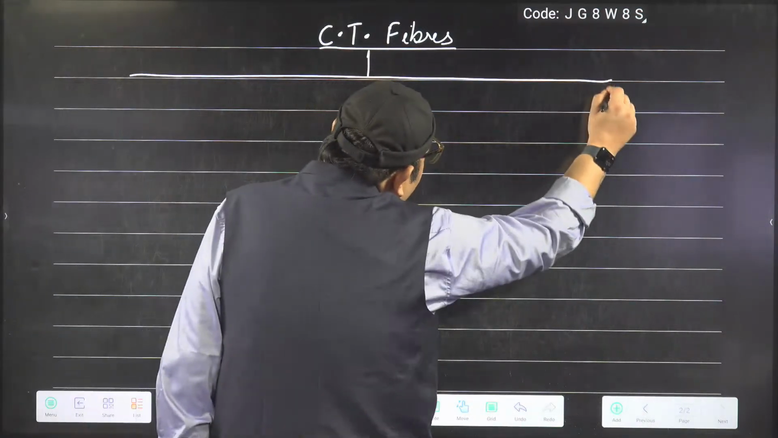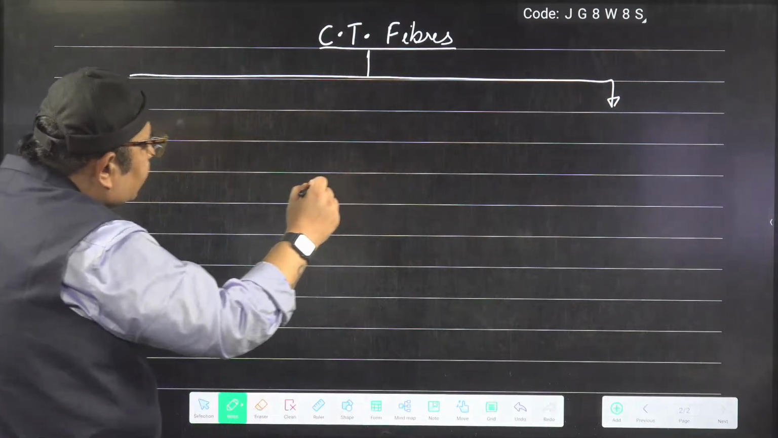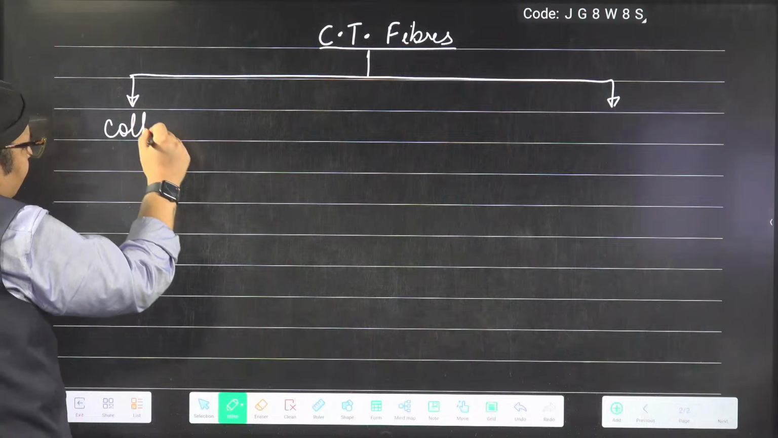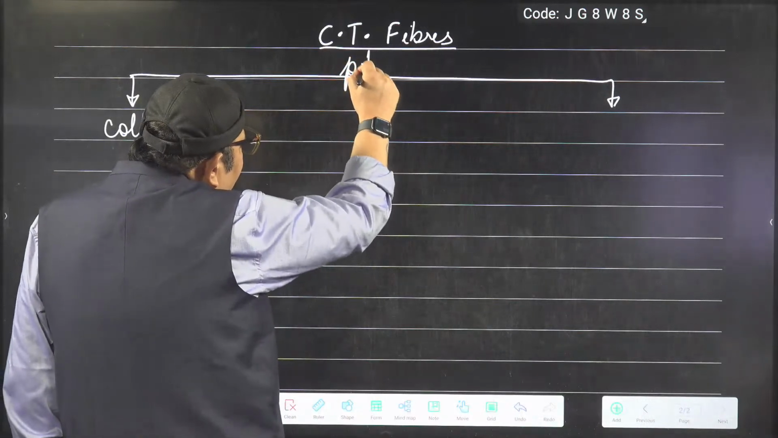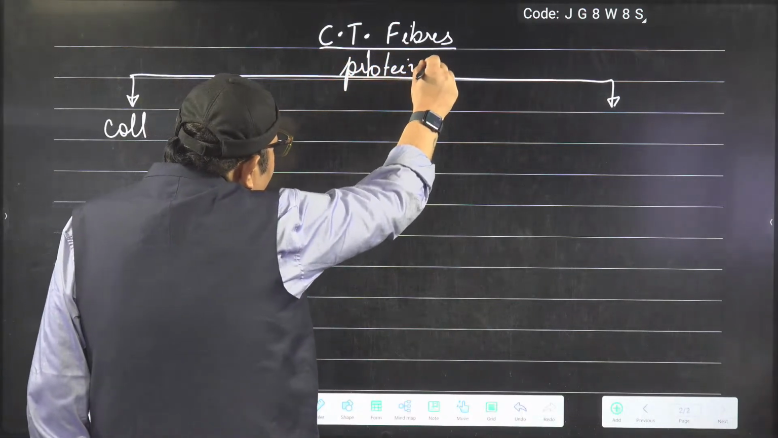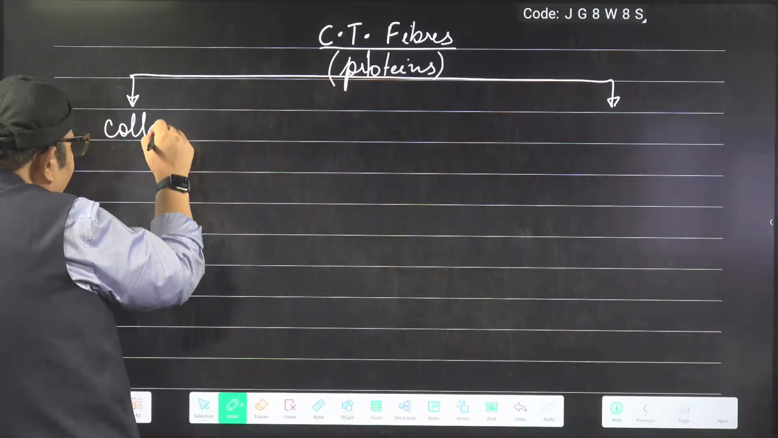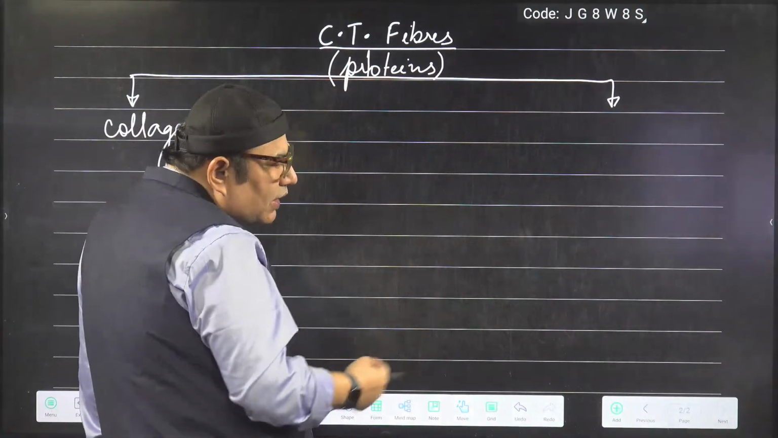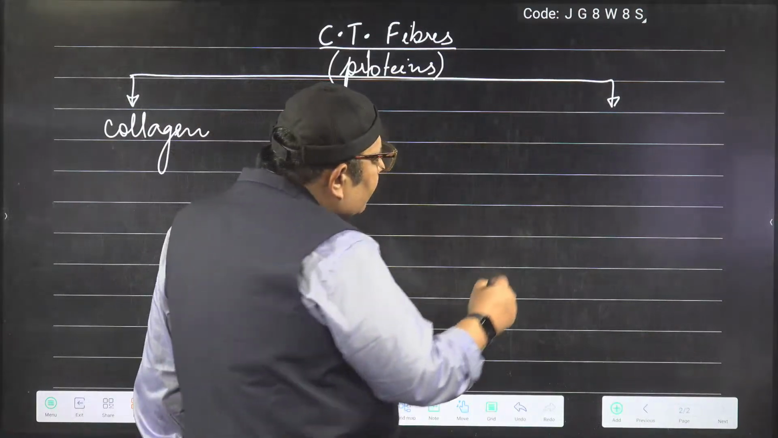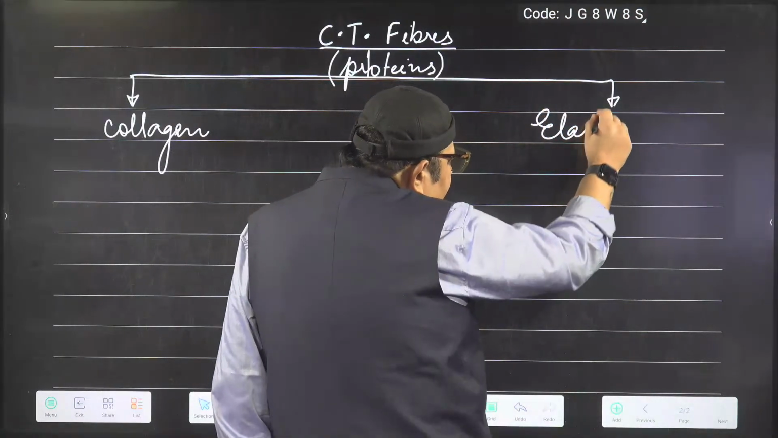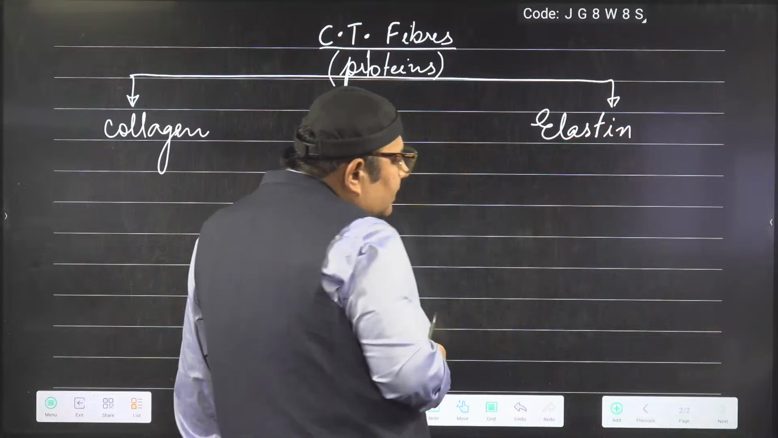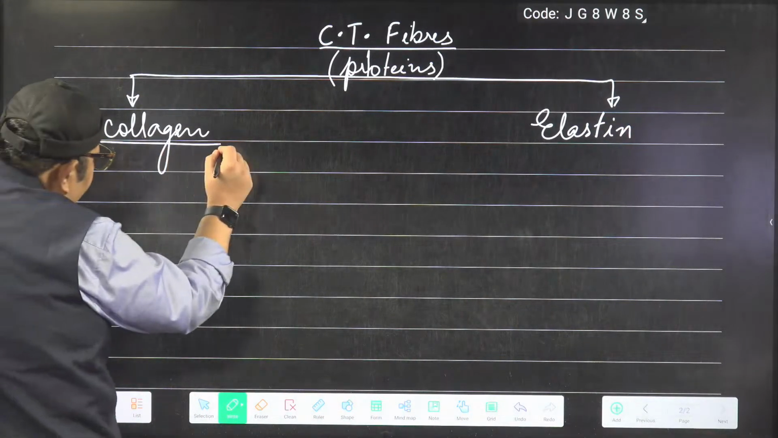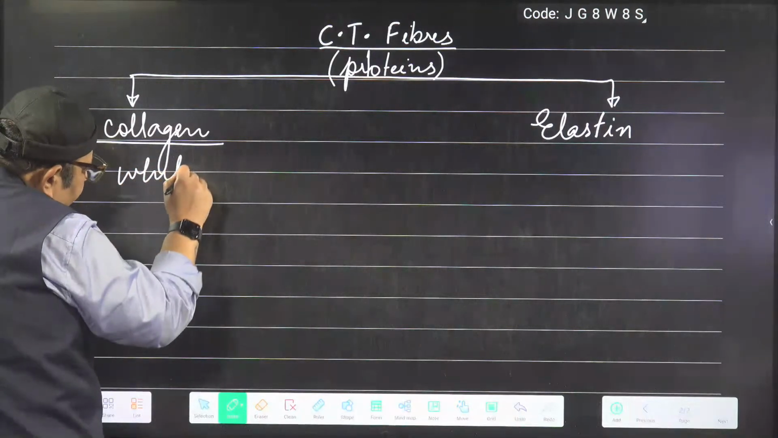Connective tissue fibers are present in all the connective tissues except in the blood and lymph. They are made up of proteins. These are the protein fibers, and one of the proteins is collagen. Say with me, collagen. And another protein is elastin. Collagen, elastin. Now, collagen is white in color. It is a white protein or white fibers.